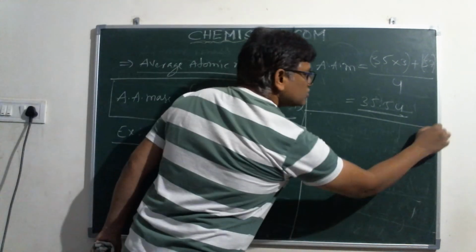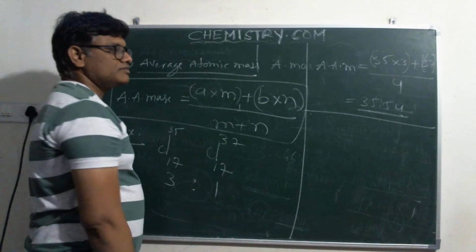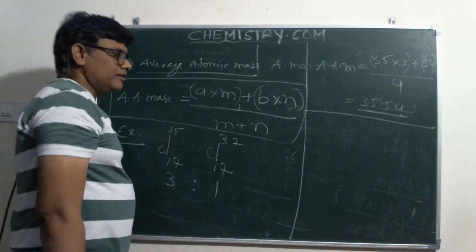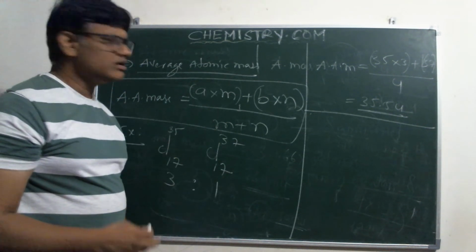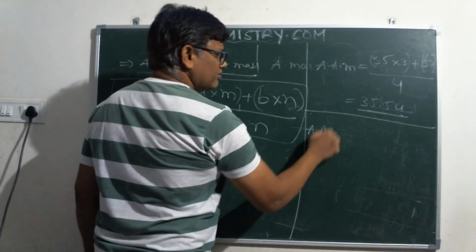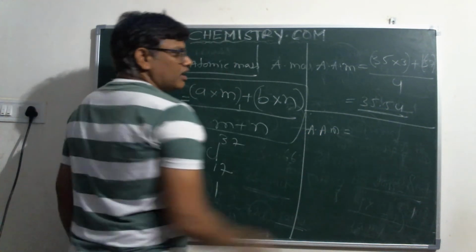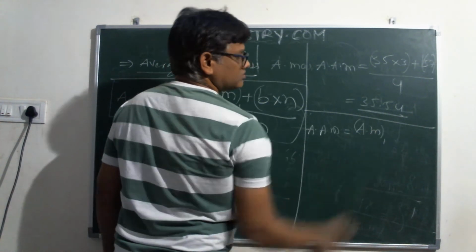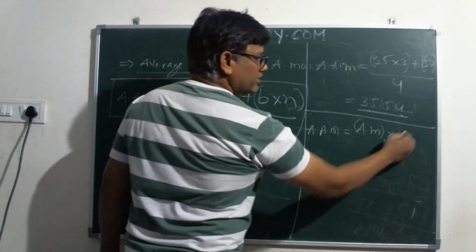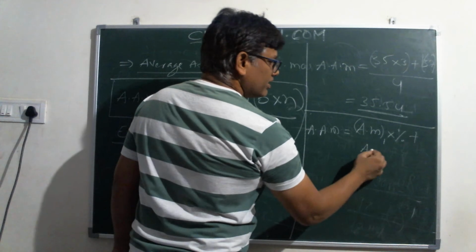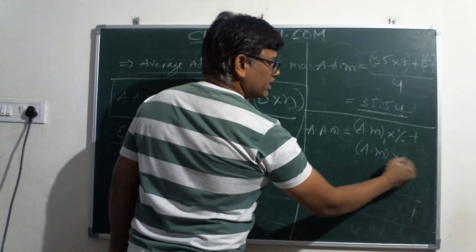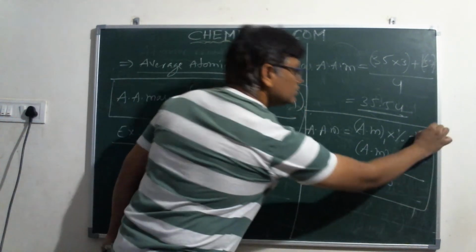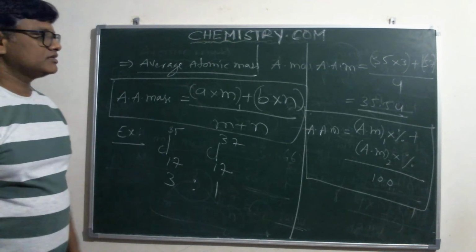Next, there is one more formula to calculate average atomic mass, by taking the percentages of the particular isotopic forms of the element. Average atomic mass is equal to the atomic mass of isotope 1 into its percentage abundance, plus the atomic mass of isotope 2 into its percentage abundance, over 100. Using this formula you can calculate average atomic mass.